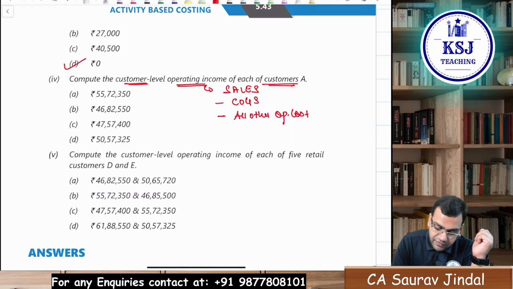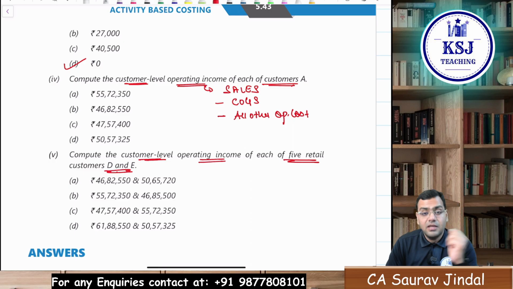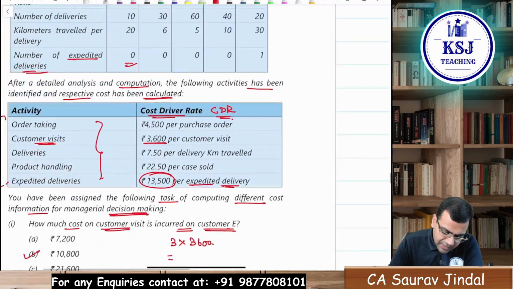The operating income for customer A. Next part, if you read the fifth part also, they say the customer level operating income for D and E. So that means we will have to prepare a statement now for customer A, customer D and customer E. They are not asking about B and C. So do not prepare for B and C. Prepare only for A, D and E. That's all what we need. Right? So whenever you are solving a case study, you must read all the MCQs every time. What is the requirement? Sometimes your answer will be framed according to the requirement of the question. Clear?